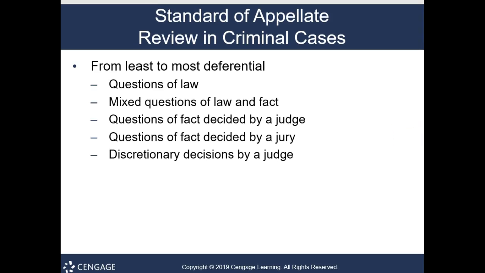All right, let's look at the standard of appellate review in criminal cases. Again, we talked about from least to most deferential, questions of law. Those are actually not least. These are the most. The least deferential is to questions of law. That's correct. In essence, we give very little deference to what the trial court says about the law. The law is the law. We make up our decision as an appellate court as to what the law is. We really don't care what the trial court did. So that's the least amount of deference given to the trial court.